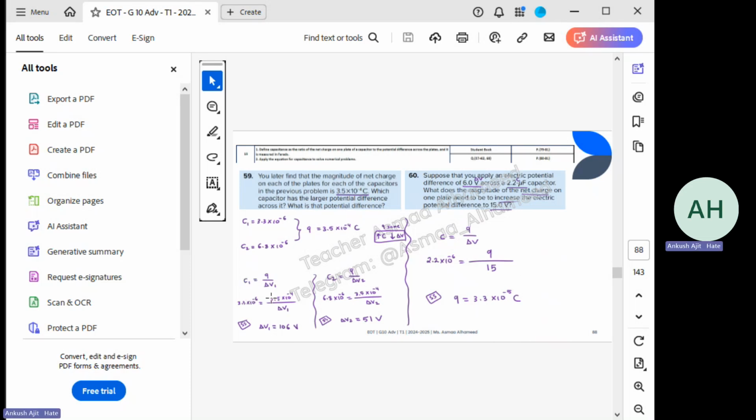So C1 equals Q1 upon V1 or C2 equals Q2 upon V2. So V equals 106 and 51. And 60 also is the same thing. See, two things are given, and out of that, one thing you have to just take. That's it.